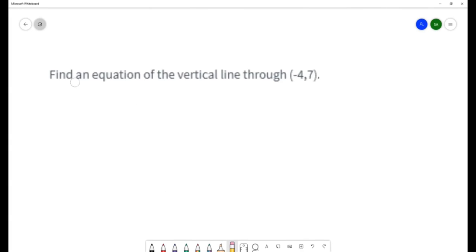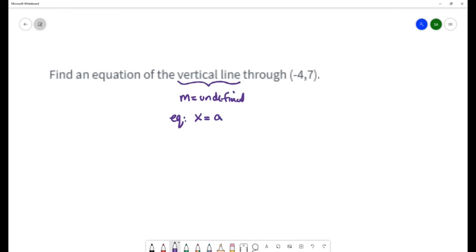On this question, we want to find the equation of a vertical line through the point (-4, 7). Now, the equation of a vertical line is a special case. What we know about vertical lines is that a vertical line has a slope that is undefined, and we know that the equation of a vertical line has a special format as well. The equation of a vertical line is going to be x equals a.